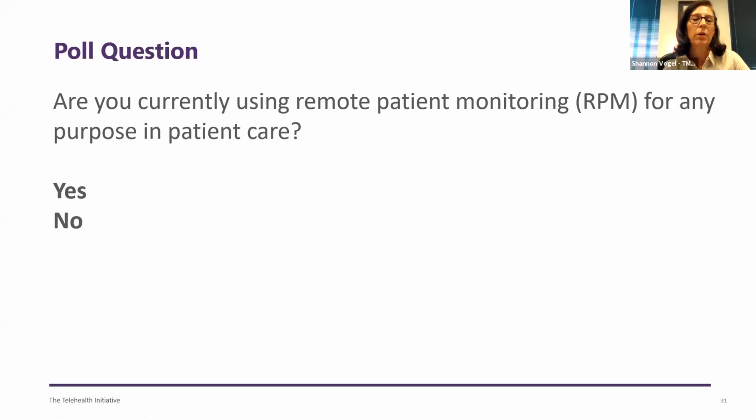So we'd like to have a poll question. We're going to go into discussing remote patient monitoring, and would love to know where you are with it, if you've started using it or not. So if you would just take a moment to answer this simple yes and no question. I see the answers coming in quickly. Impressive to see that so many are using remote patient monitoring. Give it just a couple more seconds.